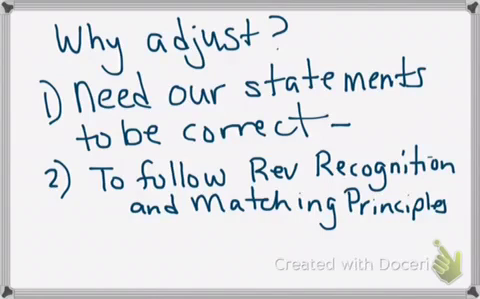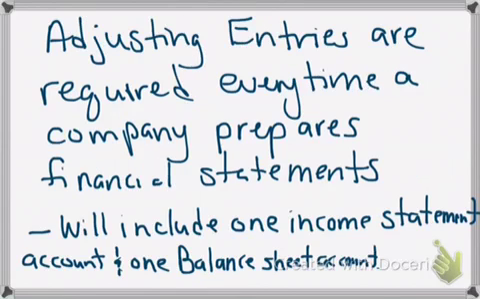We need all of our accounts to have the correct balances in them, because remember, our financial statements are not only staying within the company, they go out to other people, and other people are making decisions about our company, and we need to make sure they have the correct information in their hands. And we have to follow those generally accepted accounting principles, which include the revenue recognition and the matching principle. So in order to follow these rules, we have to make sure that we do our adjusting entries.